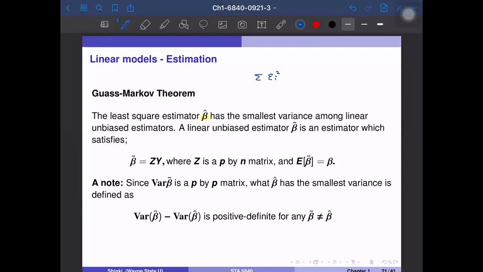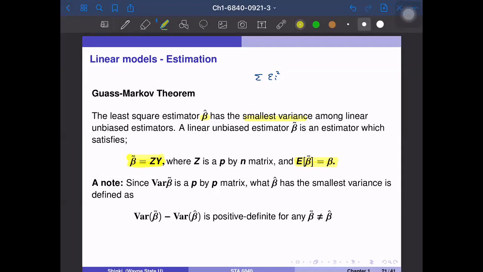So the least square estimator beta hat has smallest variance among all linear unbiased estimators. A linear unbiased estimator means that the estimator satisfies this condition and this condition. The first condition means that this estimator is a linear combination of observations y1 to yn. And the second condition means that on average, this estimator is correct. So expectation of beta tilde is equal to beta.